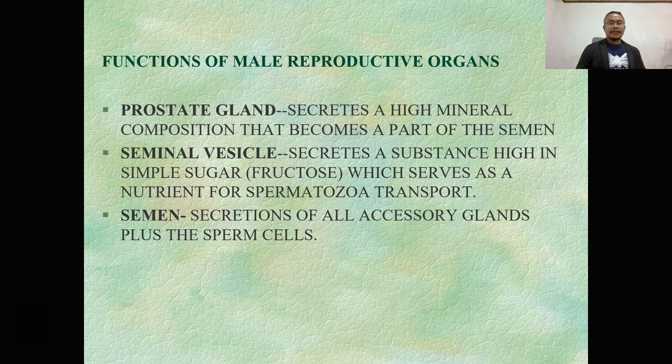Okay, semen is the secretions of all accessory glands plus the sperm cells. So there is the secretion of the prostate gland in the semen, there is the secretion of the ampulla in the semen, the citric acid, and the fructose secreted by the seminal vesicles, plus the sperm cells which are from the testicles. Those things comprise the semen.